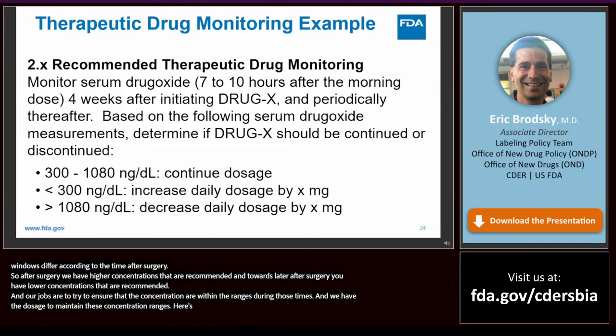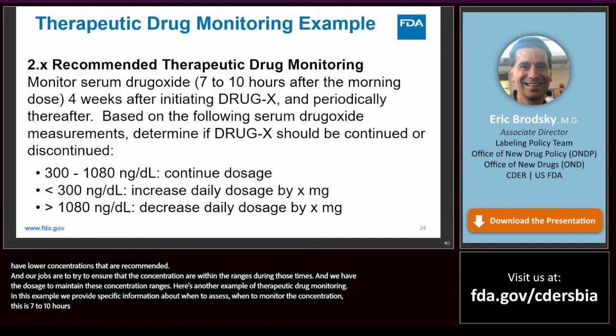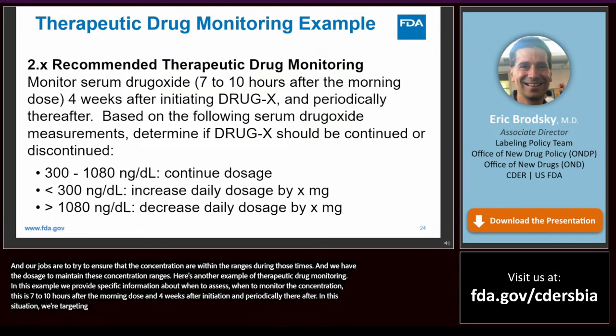Here's another example of therapeutic drug monitoring. In this example, we provide specific information about when to monitor the concentration. This is 7 to 10 hours after the morning dose and 4 weeks after initiation, and then periodically thereafter. In this situation, we're targeting 300 to 1,080 nanograms per deciliter. If the concentration is within that range, we continue the dosage.